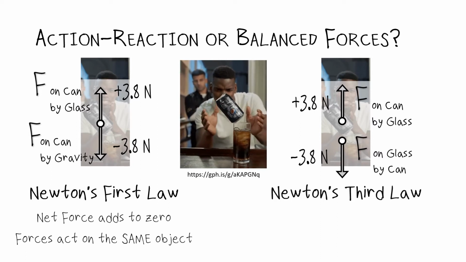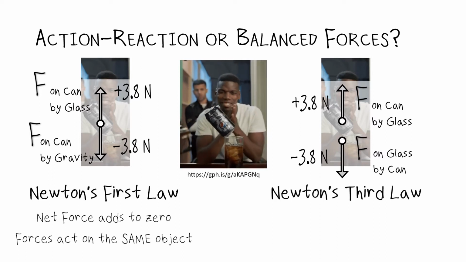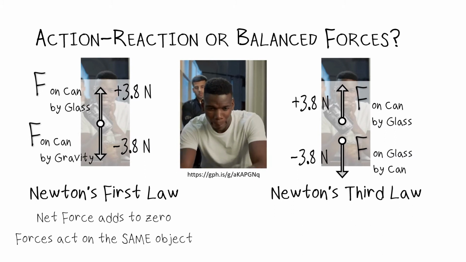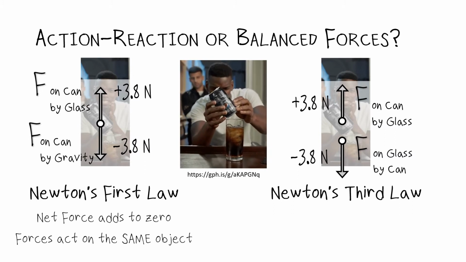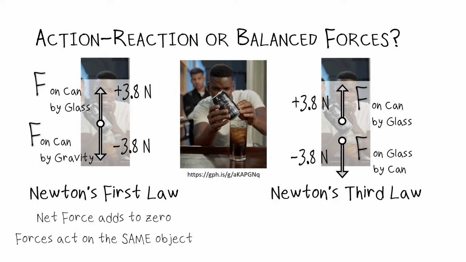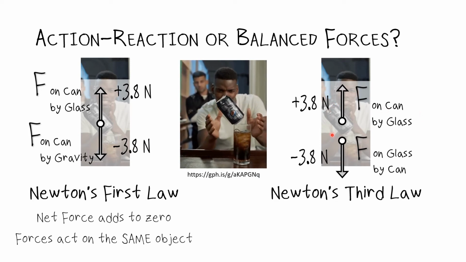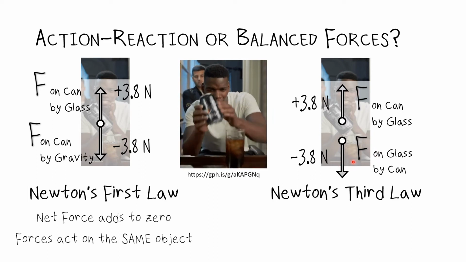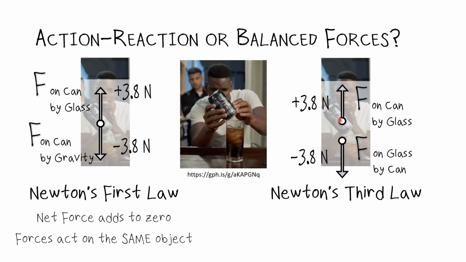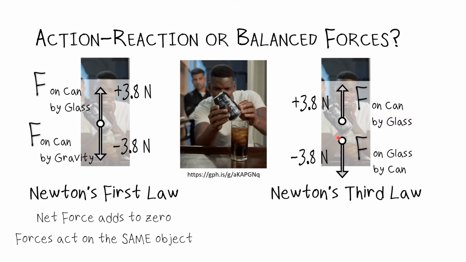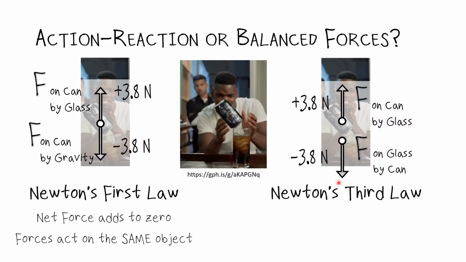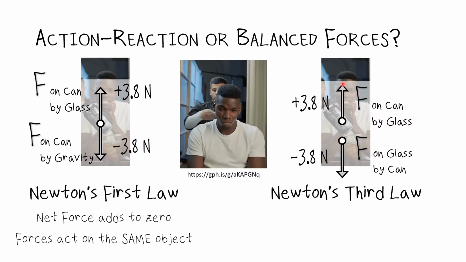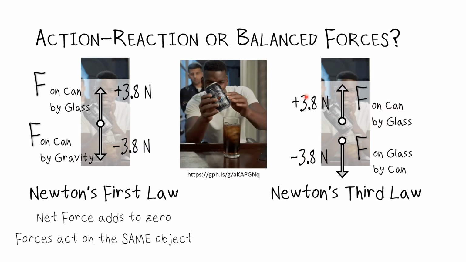On the other side, we've got Newton's third law. Newton's third law is an action-reaction force pair. That's object A interacts with object B. In this scenario, object A we can consider to be the can, and object B we can consider to be the glass. The glass exerts a force up on the can, and the can exerts a force down on the glass. Again, they are equal in magnitude and opposite in direction.